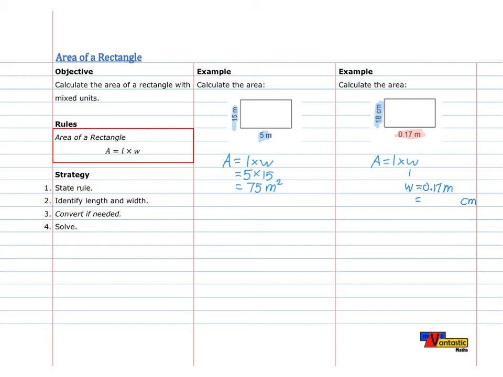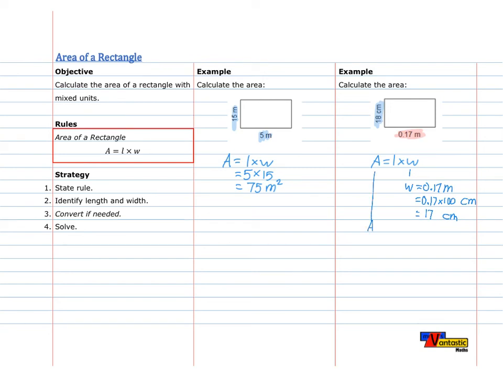How do we do that? Well, if we remember back to our lesson on converting units, we remember that going from meters to centimeters is multiplied by 100. 0.17 times 100 is 17 centimeters. All right, now we're ready to continue our calculation.